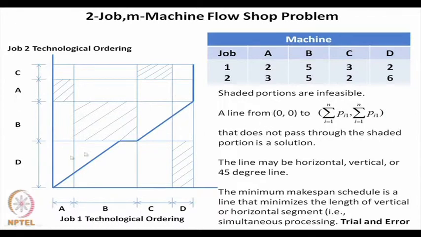So, a line from 0 0 to this point, which is the summation of this and this, that does not pass through the shaded portion, is one of the solutions. The line should be a horizontal line or a vertical line or a 45-degree line, and the minimum makespan schedule is that line that minimizes the length of the vertical or the horizontal segment, that is simultaneous processing, and usually one goes for a trial and error method.